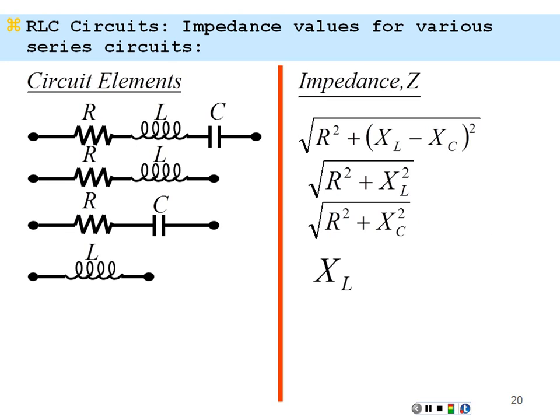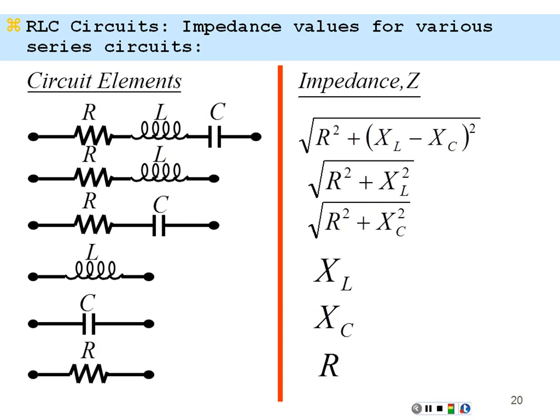If we only had inductance, R would be 0, X sub C would be 0, we'd have the square root of X sub L squared, which is simply X sub L. So if we have only inductance, our impedance would be equal to the inductive reactance and would have units of ohms. The impedance has units of ohms. If we only had a capacitance, our impedance would be the capacitive reactance. And if we only had a resistance, our impedance would be the resistance. So this allows us, using this one formula for impedance, to deal with all these different types of circuits.